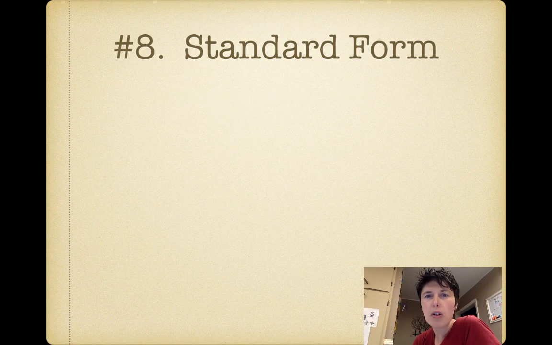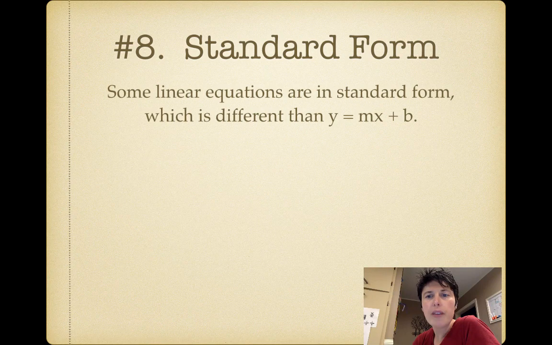Let's look at one more thing. Standard form. Standard form is another way of writing a linear equation. So some linear equations are in this form, and it's different than y equals mx plus b. Here's a standard form problem. 6x plus 3y equals 12. It looks like ax plus by equals c. A, b, and c are numbers.